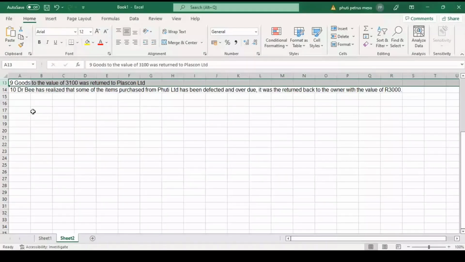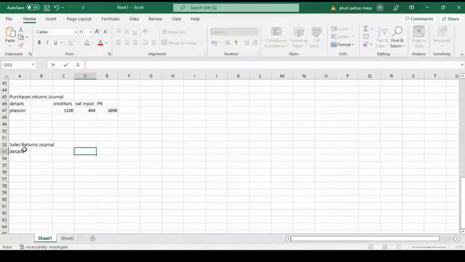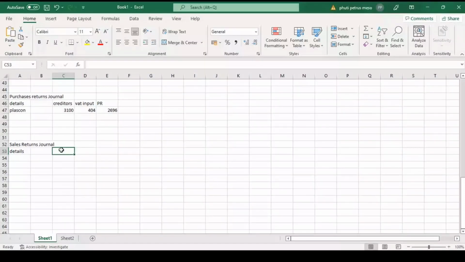So let's see. The last transaction here says Dr. B has realized purchase from Pucci Limited has been defective and overdue. It was returned back to the owner with an amount of 3,000 Rand. So we have identified that as sales returns journal. Then you're going to say my description under the sales return journal.